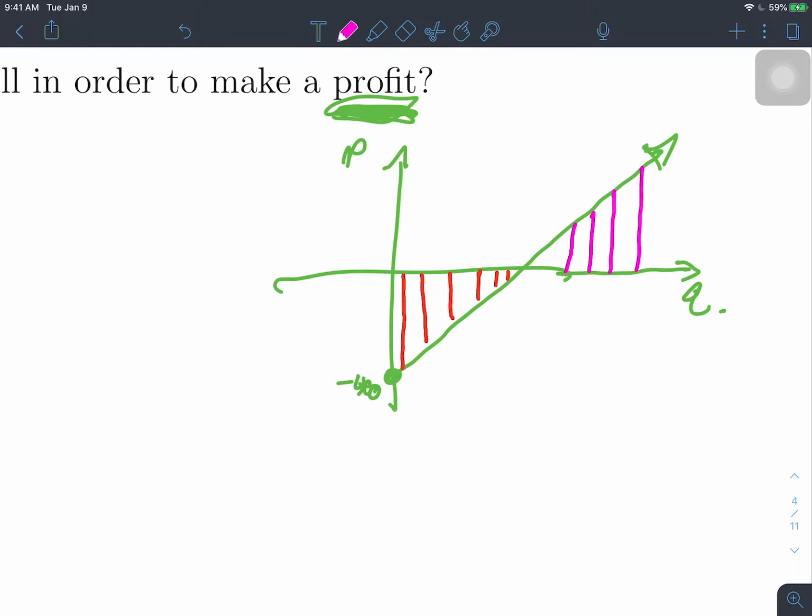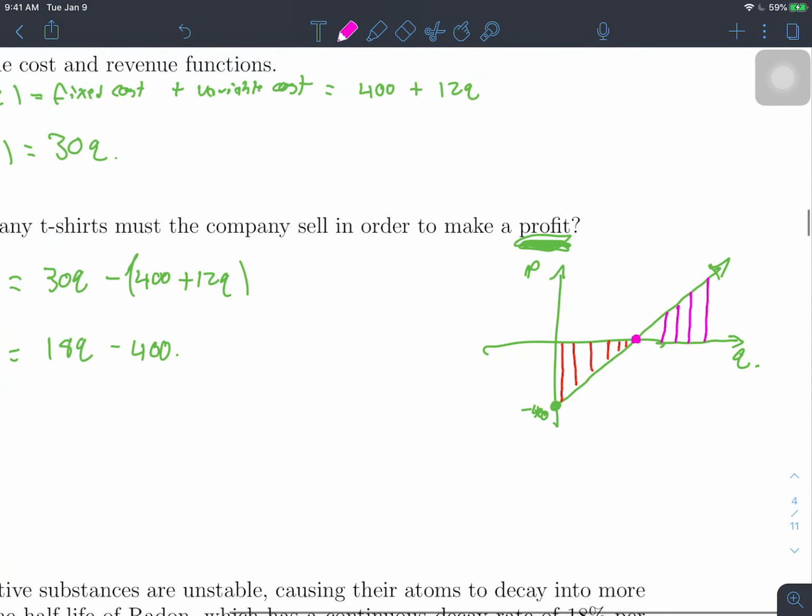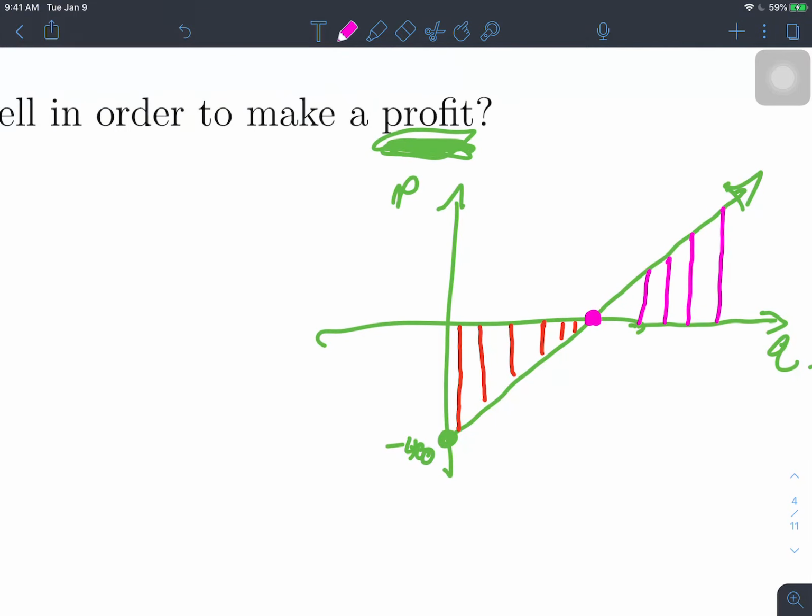Okay, so the point we're really interested in finding is this point right here. This point right here where profits go from being negative to then being positive. And that is a horizontal intercept. It's the place where the height of the function is equal to 0.